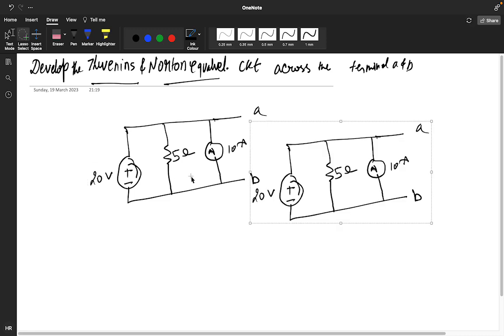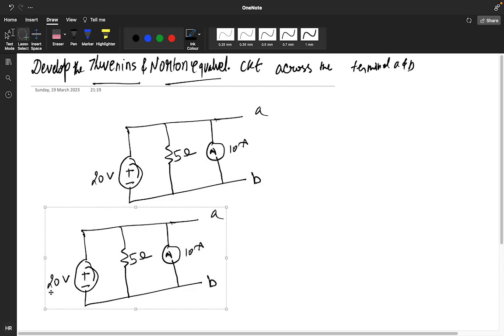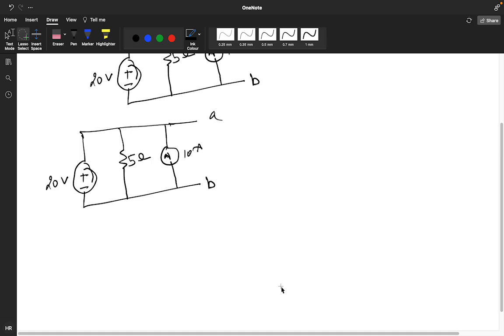So if you'll go for the Thevenin's equivalent circuit, what do we do? We open it, meaning this is my VTH. This particular one is my VTH. So it's open only, current is coming 0. Okay, so 10 ampere current will flow only through this. This VTH, if I take this particular one, this will be my VTH only.